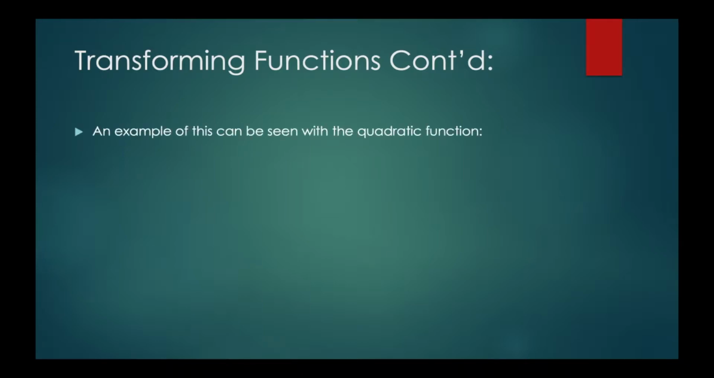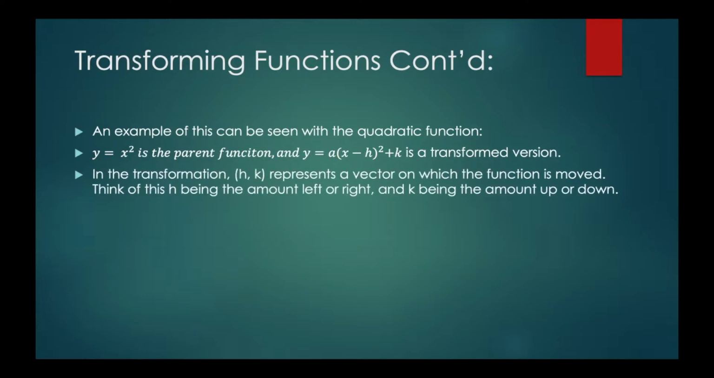So an example of this can be seen with the quadratic function, and we went over this in class on Wednesday. But if y is equal to x squared is the parent function, then y is equal to a times (x minus h) quantity squared plus k is a transformed version. And in that transformation, (h, k) represents a vector on which the function is moved. So think of this as h being the amount left or right, but you need to make sure that you reverse it because it's baked into the formula as a minus, and k being the amount up or down, just straight as it is.